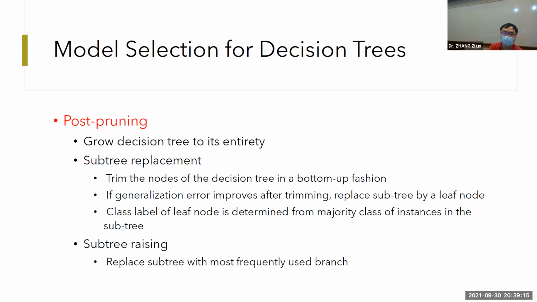You're cutting the subtree structure. And if you find that the cut can improve the overall generalization error, then you just replace that subtree with a node. And then you need to determine the class label of that node. This class label basically is determined based on the voting scheme. So for so many instances, there are different class labels. Who is the majority? The majority will be considered as the class label of that node.